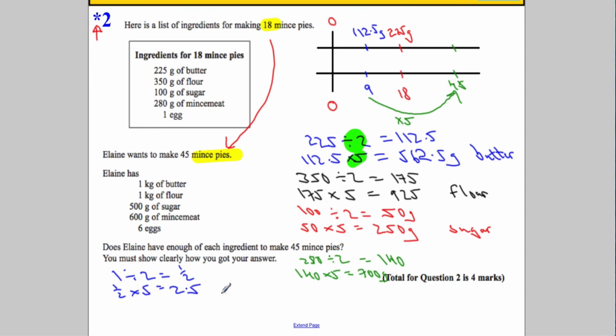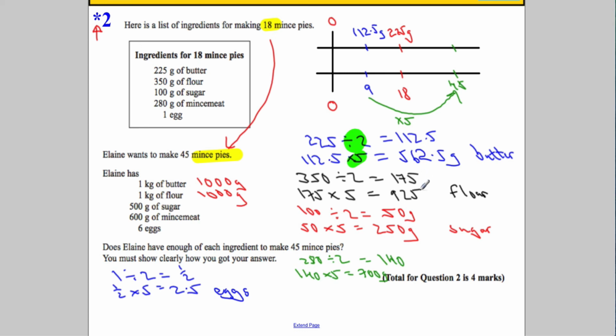Now what we're going to do, last part, is to decide if Elaine has enough. So let's compare. She's got 1 kilogram of butter, which is the equivalent of 1,000 grams. 1 kilogram of flour is going to be 1,000 grams of flour. So she has a kilo of butter. She only requires 562.5 grams of butter, so she has enough butter.